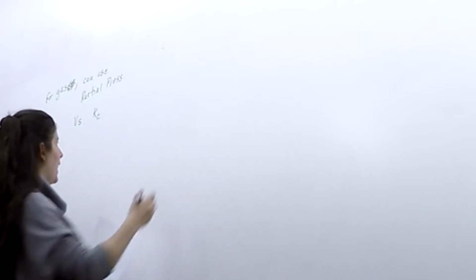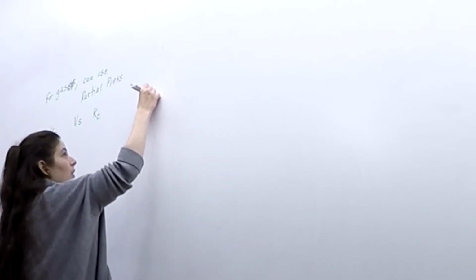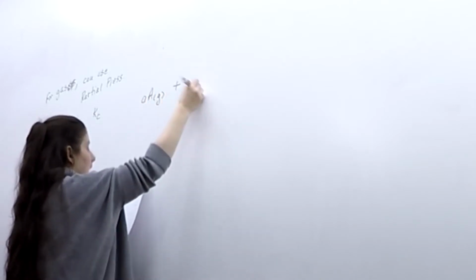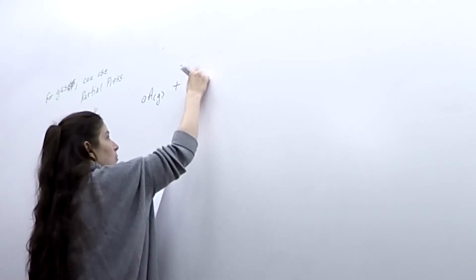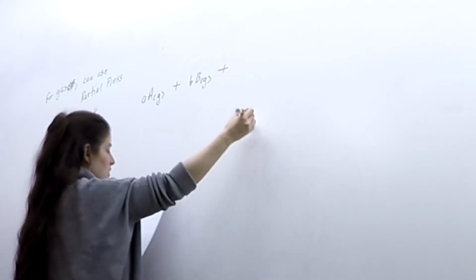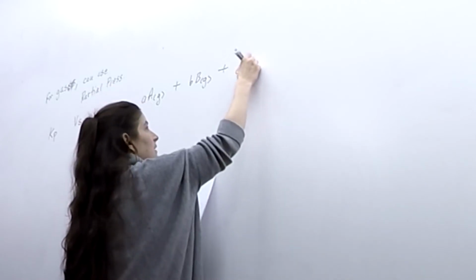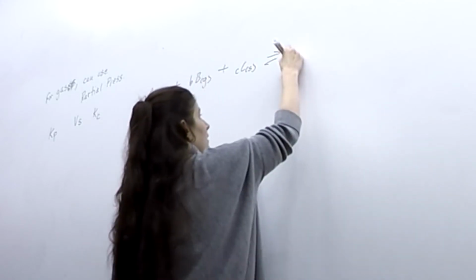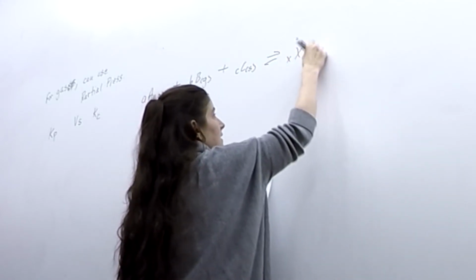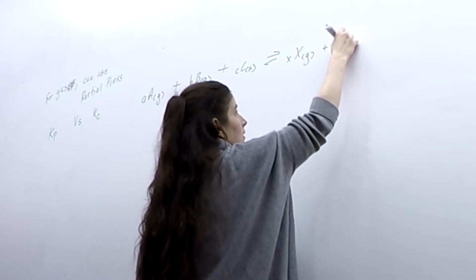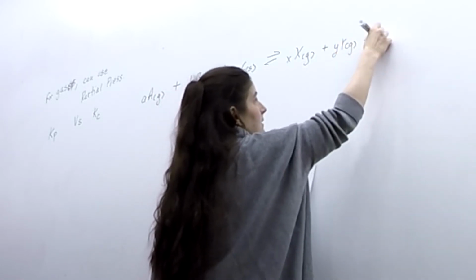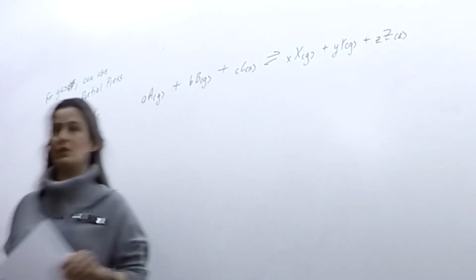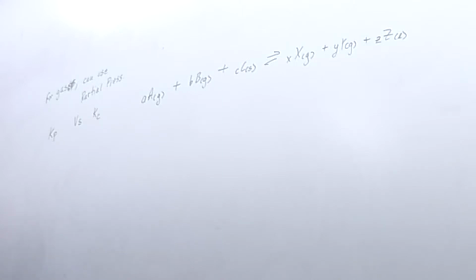So we're going to now have the same equation we had before. So we're going to have AA, which is a gas, BB, which is also a gas. I changed it up a little to have some gases. CC, this one is a solid. XX is a gas. YY is a gas. And ZZ is going to be a liquid again. So this is our example reaction for using pressures.